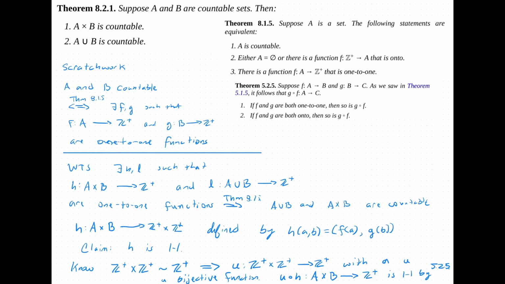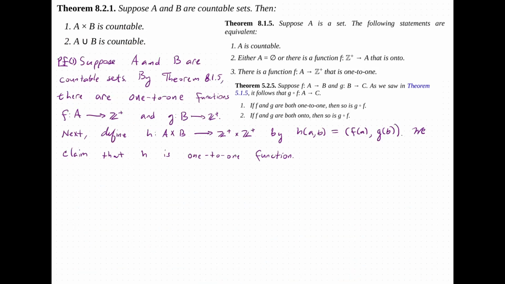Because if we prove that h is 1 to 1, the fact that u is bijective allows us to conclude by 5.25 that since both h and u are 1 to 1, so is their composition. But now theorem 8.15 comes to the rescue, because if we have a 1 to 1 function to the positive integers, our set is countable. And so that's how the proof is going to go. A similar argument can be shown in the case of A union B. So I'm going to skip the scratch work for A union B, move towards a rigorous proof of 1, and then we will rigorously prove 2 via the same method.